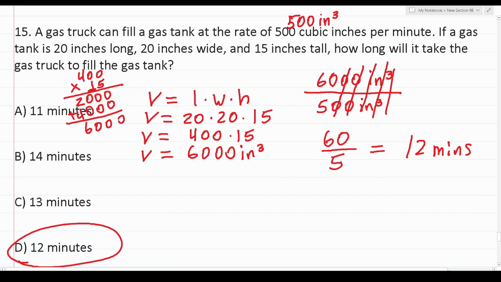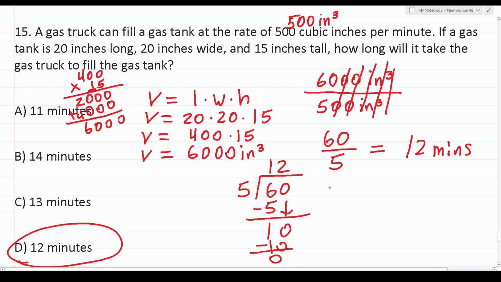And again, if you couldn't do this math here, you could treat this as long division and read this as 60 divided by 5. And you would say, how many times does 5 go into 6 without going over? That's 1 time. 1 times 5 is 5. 6 minus 5 is 1. Drop down this 0. 5 times 2 is 10. 10 minus 10 is 0. Okay, so again, the answer to this one is 12 minutes.